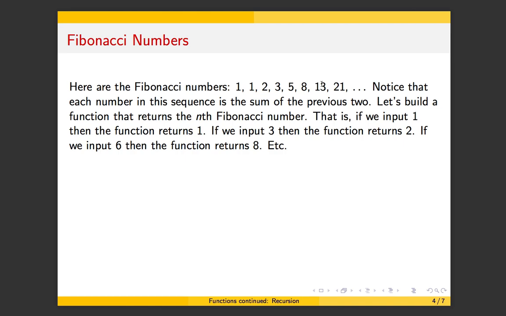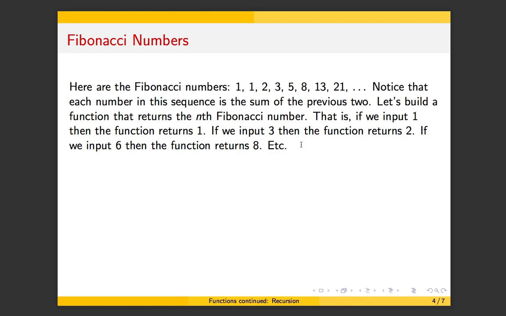So what I want to do is build a function that returns the nth Fibonacci number. In other words, if I input a 1, I want the function to give me a 1 back because 1 is the first Fibonacci number. If I input a 2, I also want a 1 returned because 1 is also the second Fibonacci number. If I input a 3, I want a 2 back. If I input a 6, I want an 8 back, and so on.